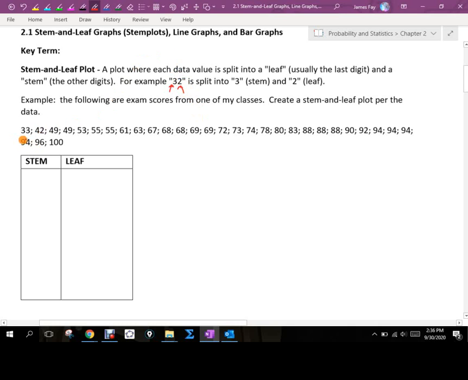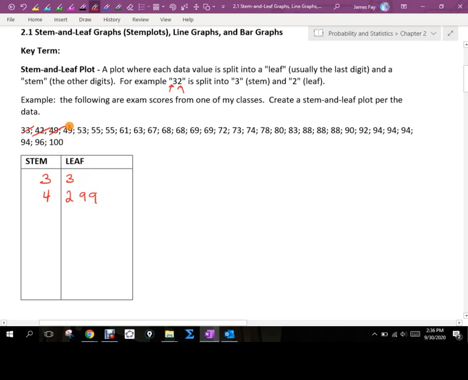All right, so I've already organized this data for us in order, which is beneficial. You're going to see in one of the next examples how much of a pain it is if it's not already ordered. Since it's already in order, we've got 33, so I put down my stem of 3 and my leaf of 3. I'll cross off the ones I've completed. So we've got 42, so I'll put my stem of 4, then a 42, and then two 49s.